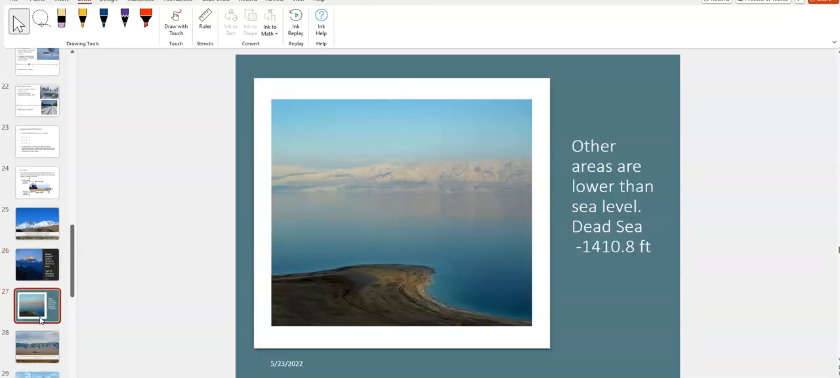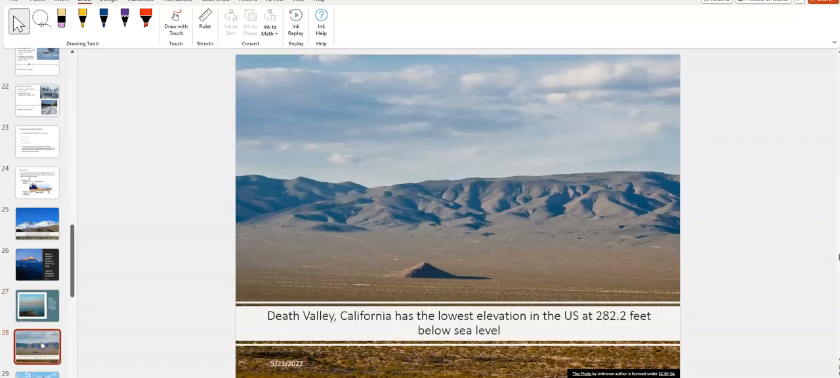The Dead Sea is lower than sea level. It is negative 1,410.8 feet, so it's below sea level. The lowest place in the United States is Death Valley. It is at 282.2 feet below sea level.